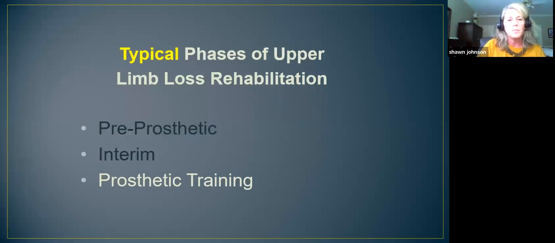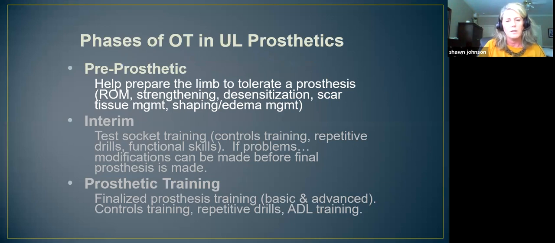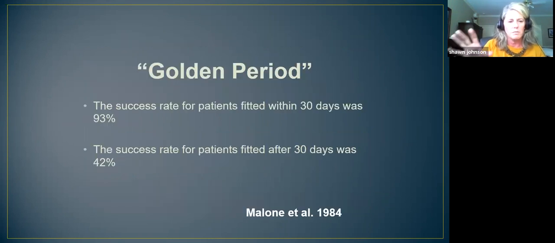So those last two mirror image each other quite a bit, just using a test socket versus a finalized device. I mentioned at the beginning, typically what happens is that prosthetic training is where OTs are utilized, but we're going to cover the pre-prosthetic piece of it right now. So like I said, we prepare the limb to tolerate prosthesis. We work on range of motion, strengthening, desensitization, scar tissue management, and swelling and shaping.